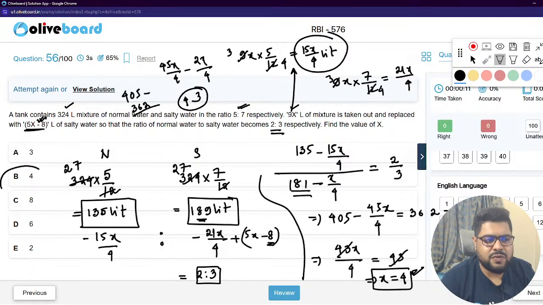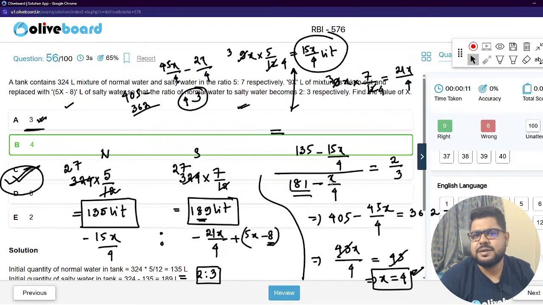X is equal to 4, which is option number B. You see, done and dusted. It is not very difficult, definitely not very difficult, but you had to do a couple of lines.